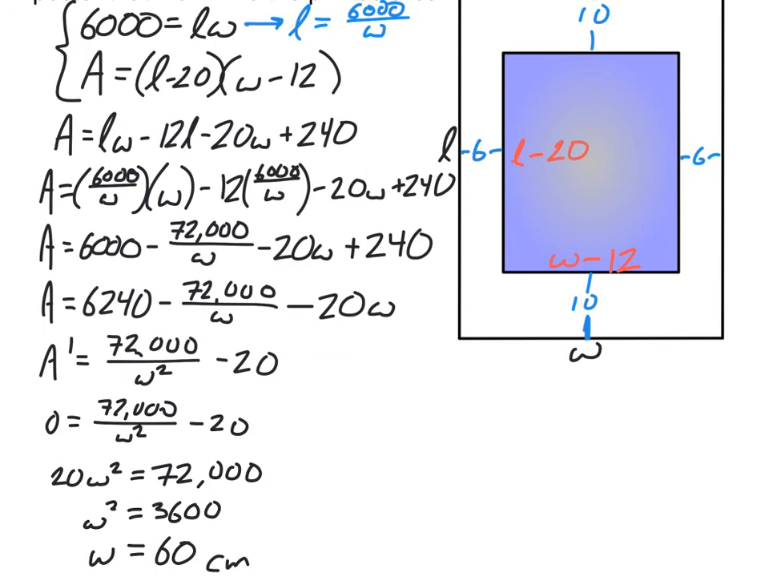Again, this question was asking us for the dimensions. So I want to take that W value and plug it back into my equation to figure out what L actually equals. So let's do that. L equals 6,000 over my W value. So 6,000 over 60, L is going to equal 100. Then those are my final dimensions. The poster size should be 60 by 100 centimeters.